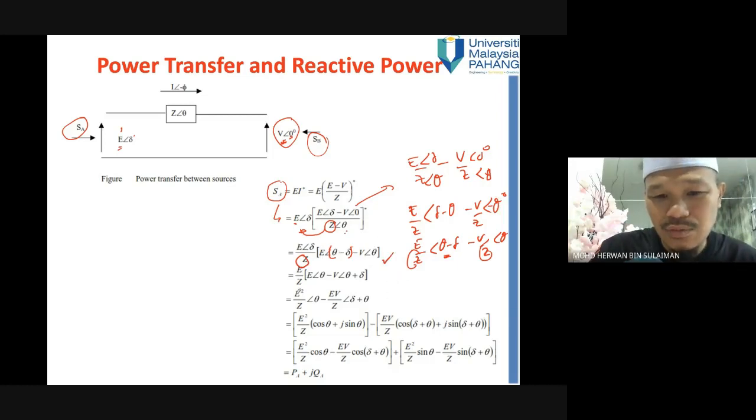Okay, and then you can rearrange. This is multiplication. When you multiply, the theta in this becomes addition. So the added terms cancel, and we get theta. This one, when multiplied, will add. And then you expand. E square equals E square over Z. For this one, E times E gives E square. And then EV divided by Z.